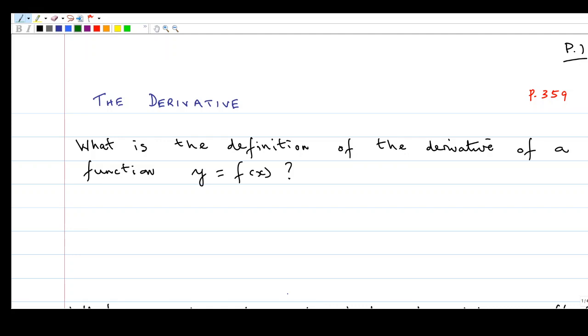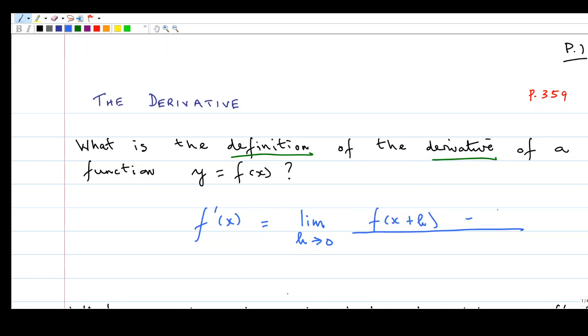The derivative, you've come across this in school. So the first question, what is the definition of the derivative of a function y is equal to f of x? So you know from school, from first principles, f prime of x is equal to the limit as h tends to 0 of f of x plus h minus f of x, all divided by h.